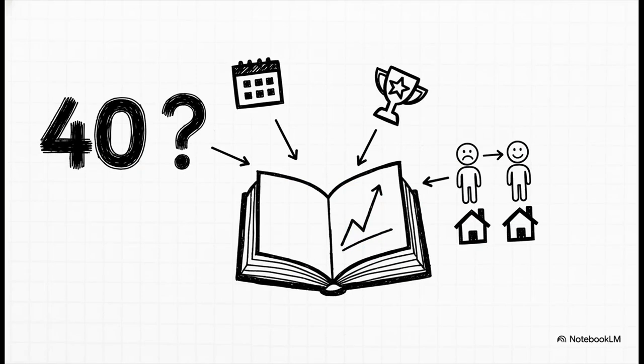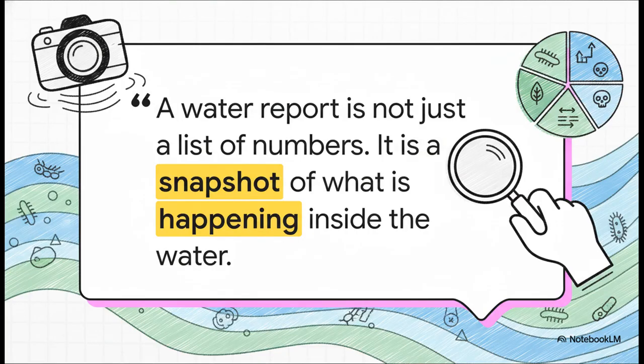So you see, this is how it works. Data becomes a story as soon as you give it context. By comparing your results against standards, against your own historical trends, and even against different spots in your system, like before and after treatment, that's how you transform a boring list of numbers into a powerful story about your water's health.